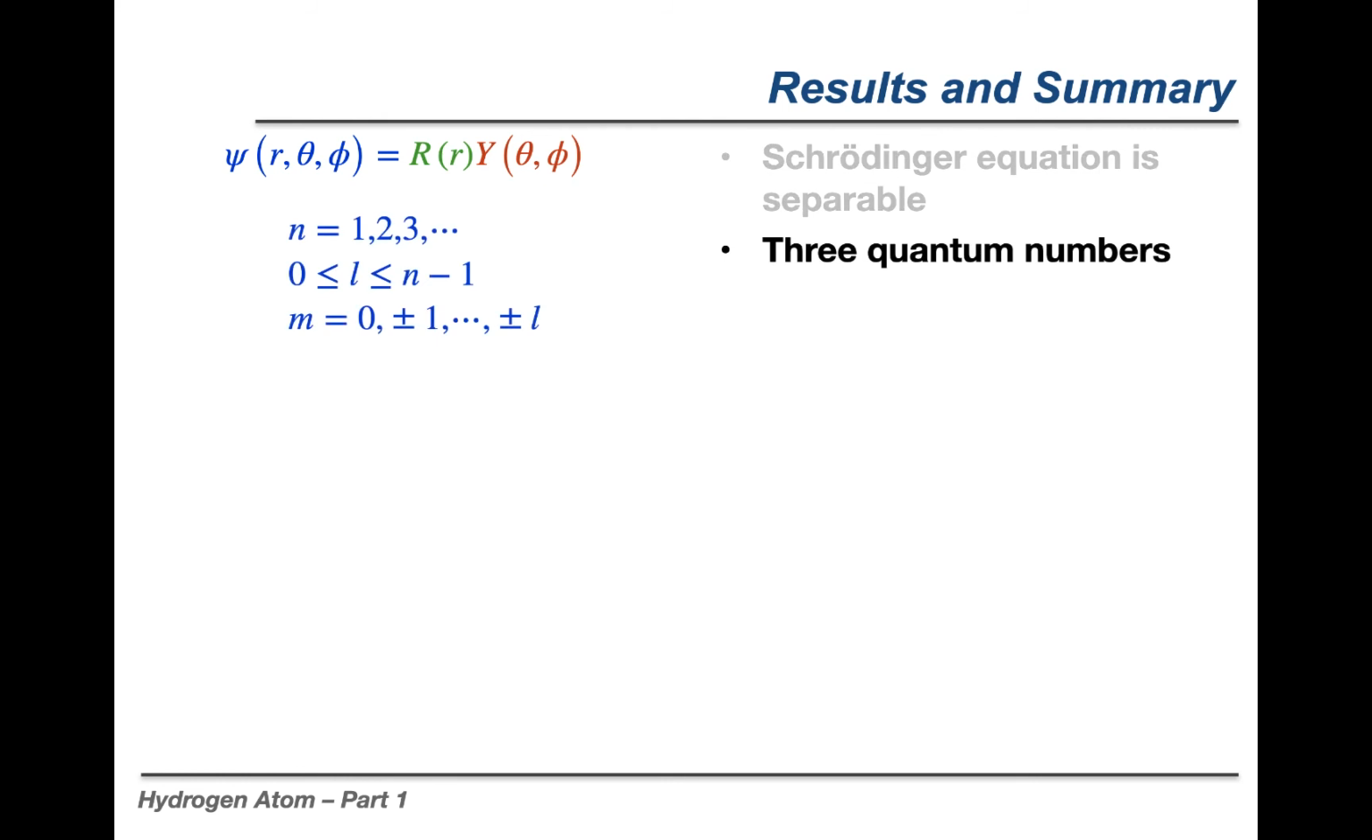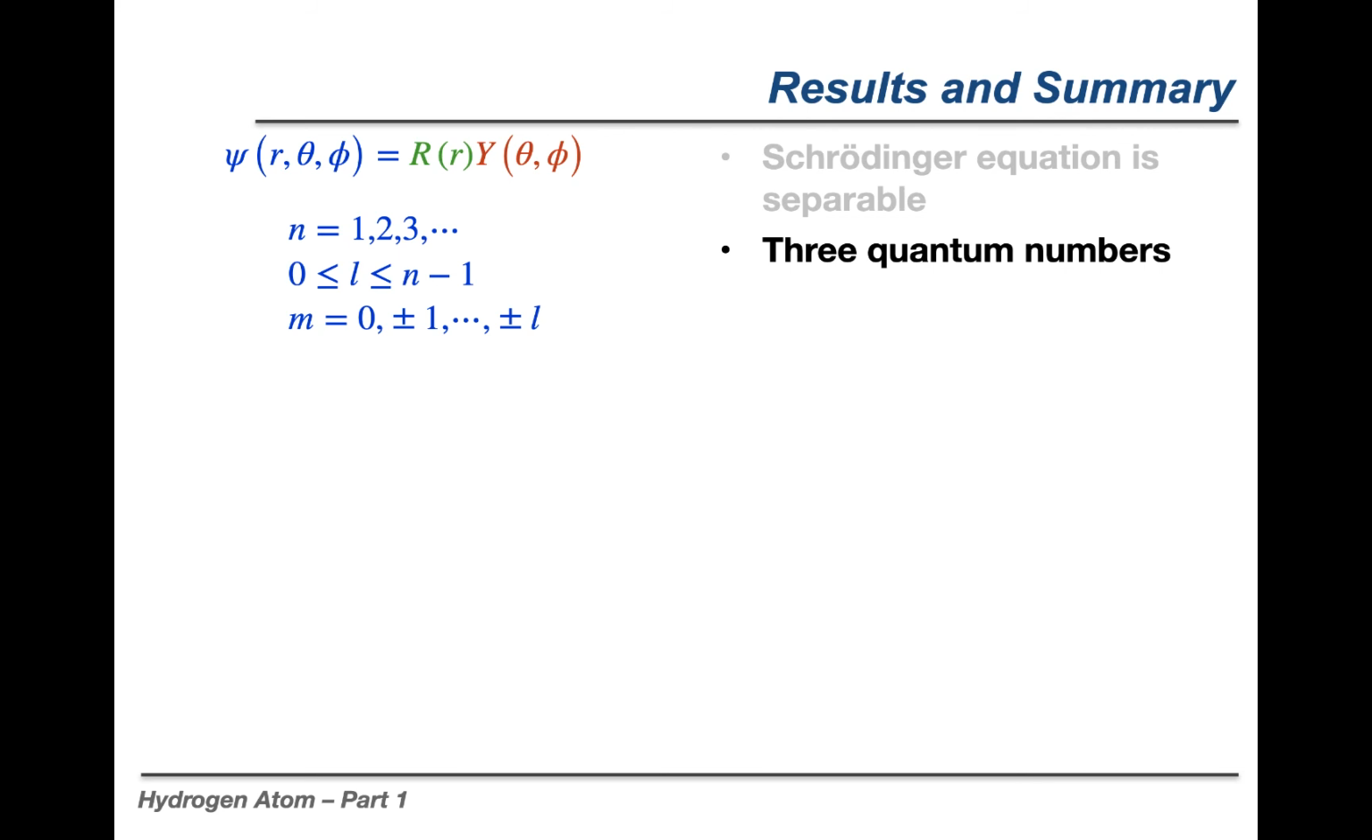This gives rise to three quantum numbers, and something I did not yet point out is that n's values are all integers greater than or equal to 1, and we call n the principal quantum number. L is also allowed to only be integers, but it ranges from 0 to n minus 1. So when the principal quantum number is 3, L can be 0, 1, and 2. But when the principal quantum number n is equal to 1, L can only be 0.